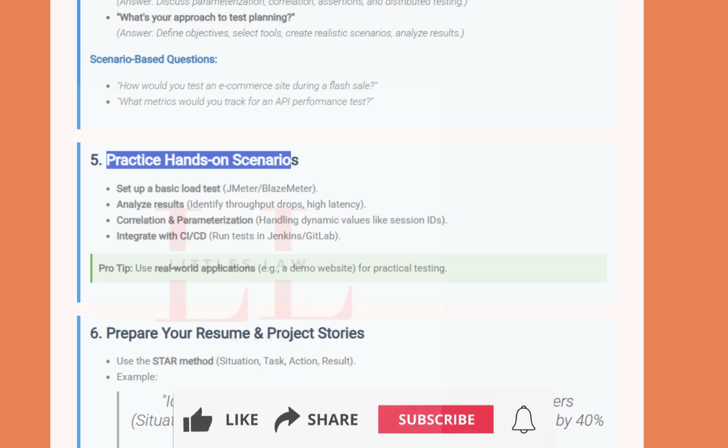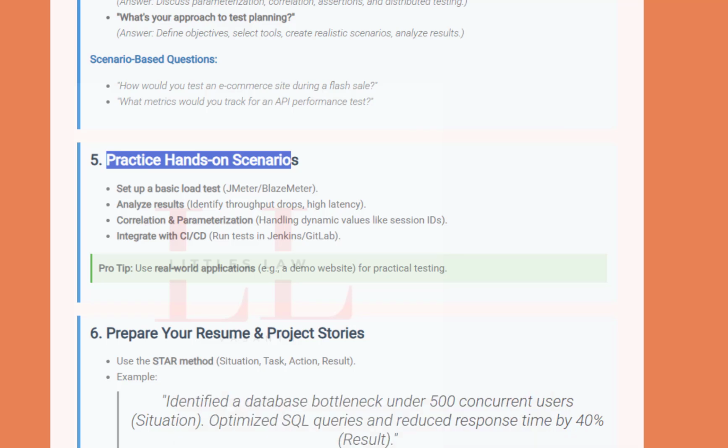After you run the test, start analyzing the results. When I say analyzing the results, look for throughput drops, because these might indicate system slowdowns, and watch for high latency, where you look for long response times, which are key signs of bottlenecks, and look at error rates to ensure stability under load. All these items give you a clear idea of how to analyze the results. Then you have to tackle correlation and parameterization, which means you have to handle dynamic values like session IDs or tokens that change with every test run.